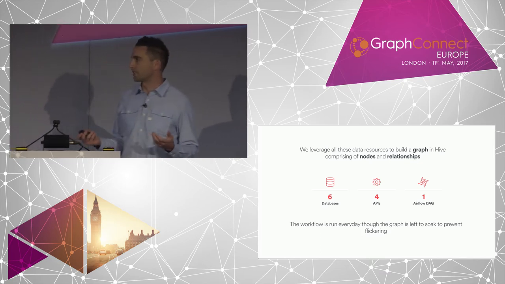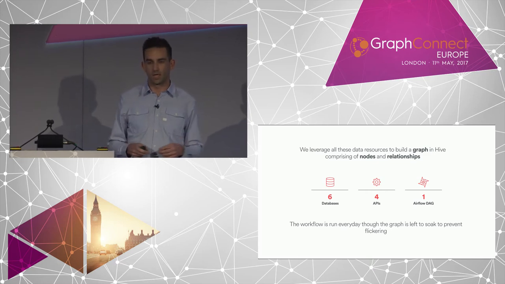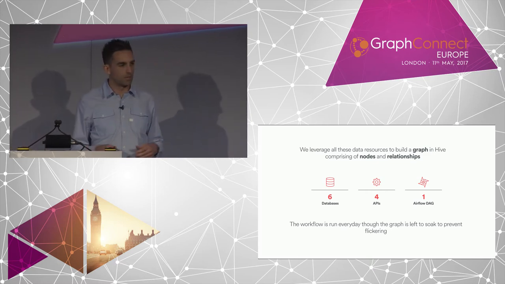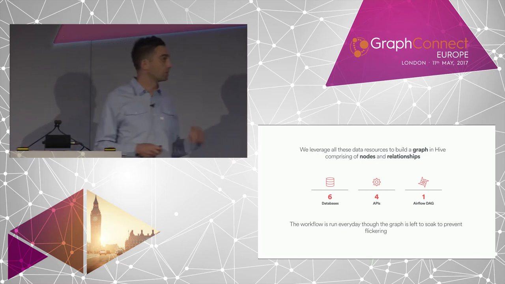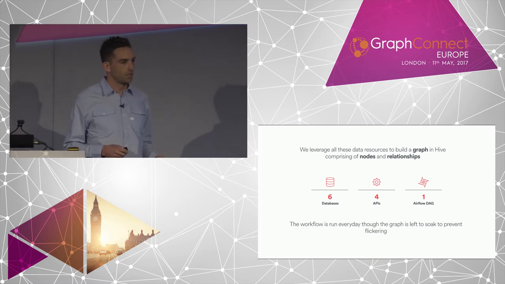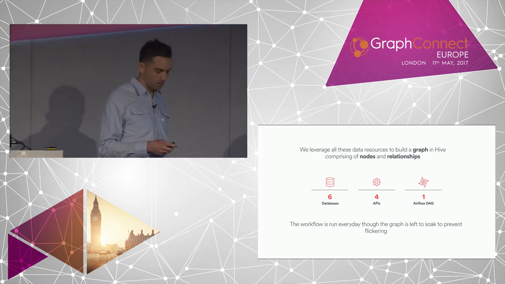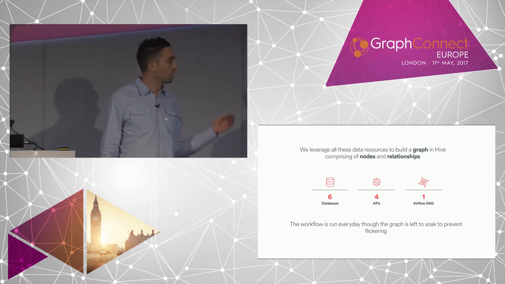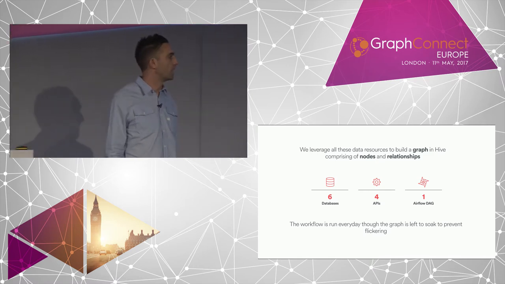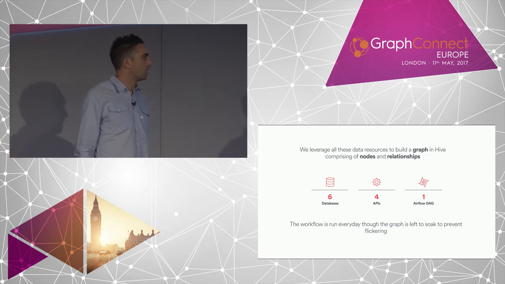We pull from over 6 databases that come through scrapes that land up in Hive. We query a number of APIs, be that Google, Slack, and also some logging frameworks. And that all goes into an Airflow DAG, and Airflow is our open source workflow tool that was also developed at Airbnb. And then this workflow is run every day, and the graph is left to soak to prevent what we call graph flickering.